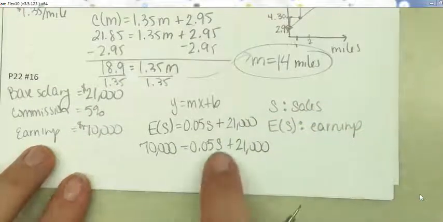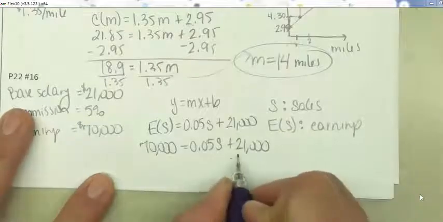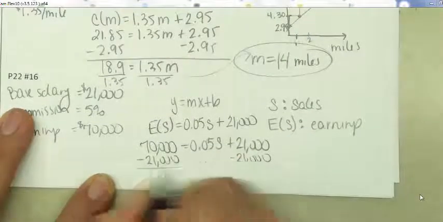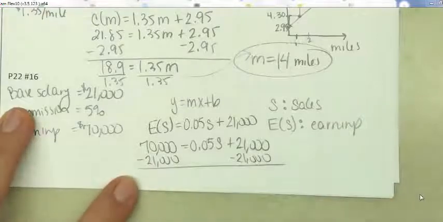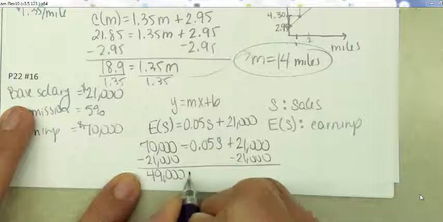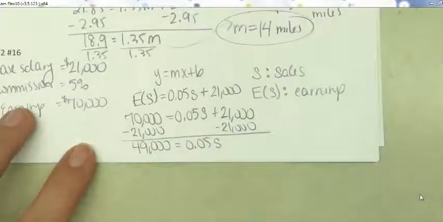So the question is, how much do I have to sell? So I have to figure out what S is. Okay, so I'm going to subtract $21,000 from both sides. What is that, 49? I think that's 49,000. Shouldn't have to get on my calculator for some of this stuff. It's also late and I'm tired.